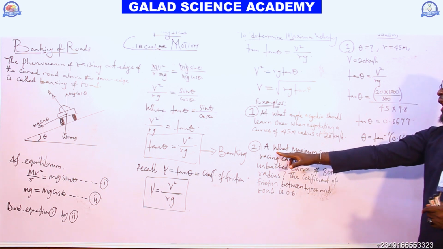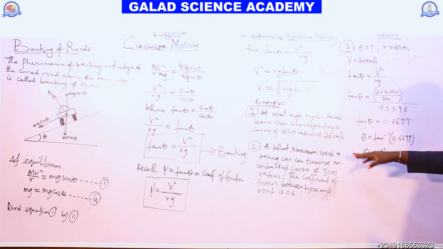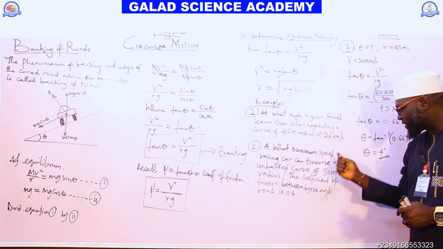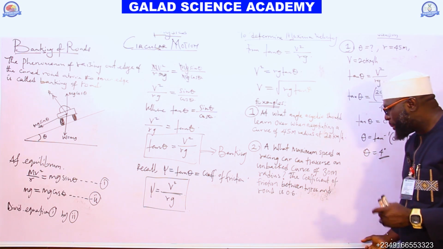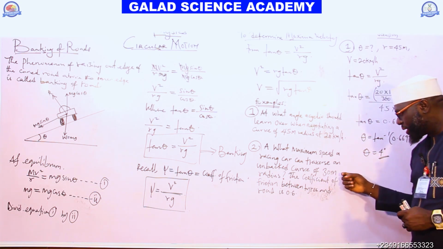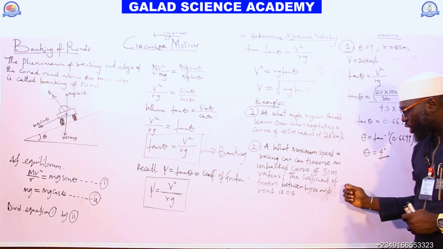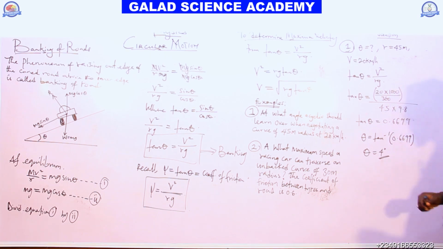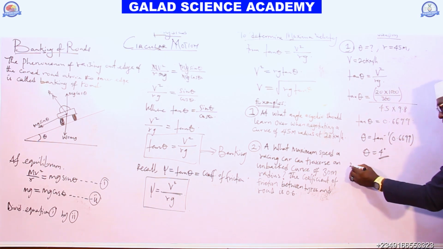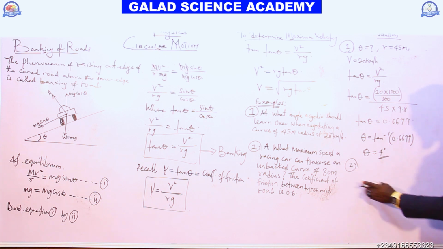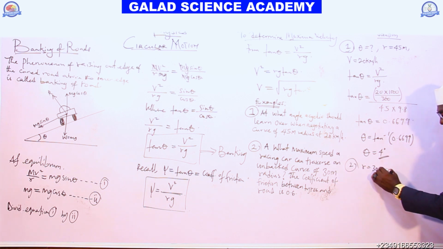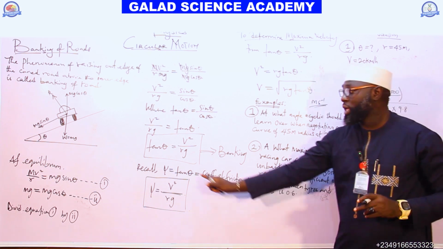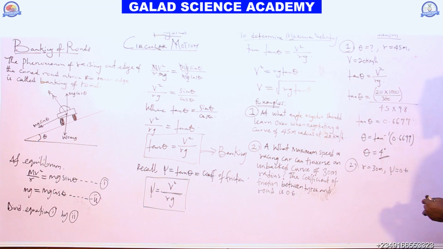So the next question: at what maximum speed can a racing car traverse an unbanked curve of 30-meter radius? The coefficient of friction between the tire and the road is given. This one is also to find the speed. And we are given the radius, which is 30 meters. The coefficient of friction between the road and tire, mu, is 0.6, which is the same thing as I said before, tan theta.